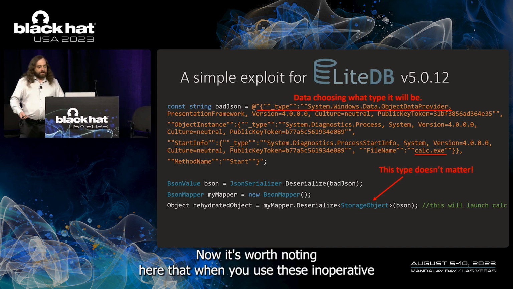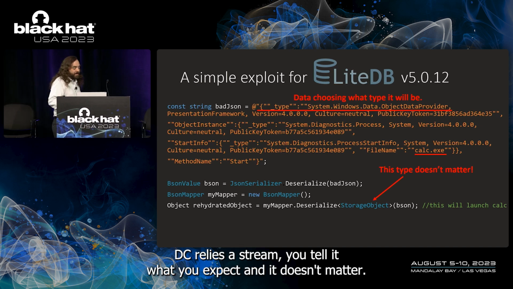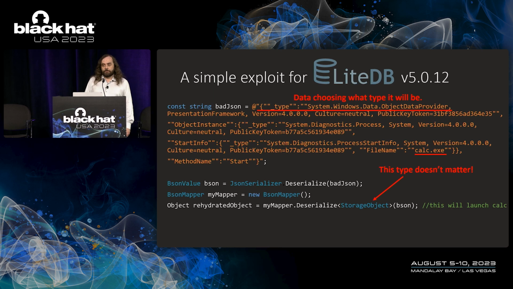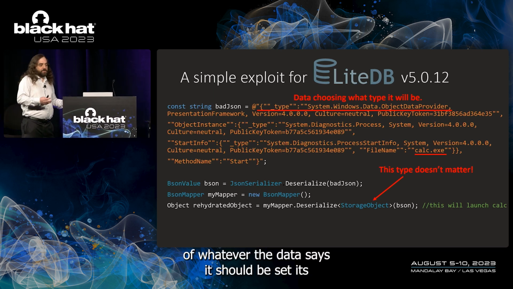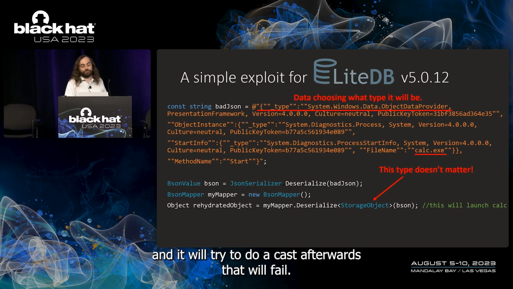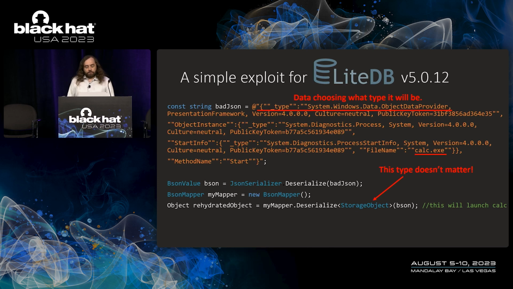Now, it's worth noting here that when you use BsonMapper to deserialize a stream, you tell it what type you expect, and it doesn't matter. LiteDB will go and make a type of whatever the data says it should be, set its properties, and it'll try to do a cast afterwards that'll fail, but it doesn't matter because the exploit has already run at that point.